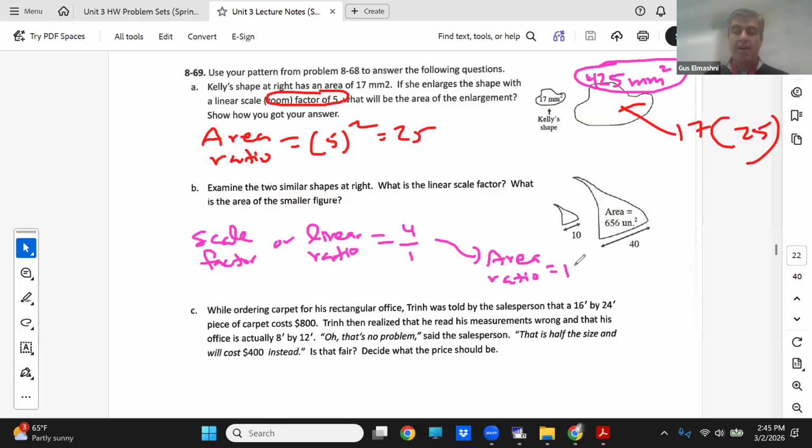You guys are gonna do C together. I'm gonna come around and help you. I'm not gonna give you C just yet. So you gotta do 656 divided by 16, which is 41 units squared. Okay, does that make sense? We're cool? Go and try part C in your table groups.